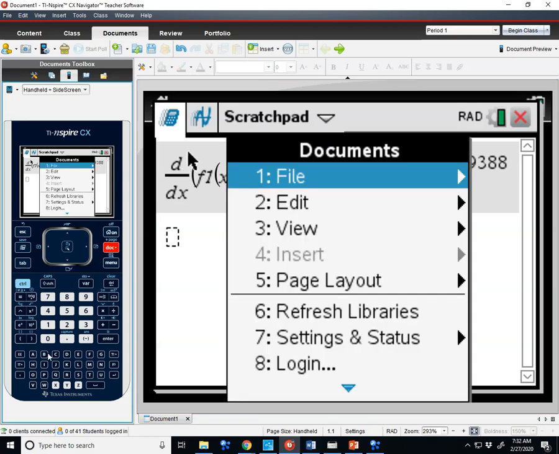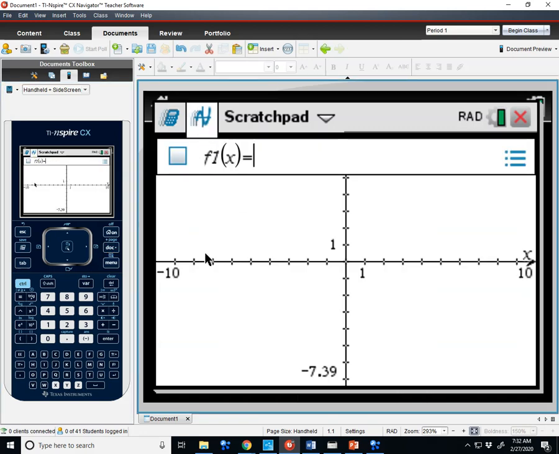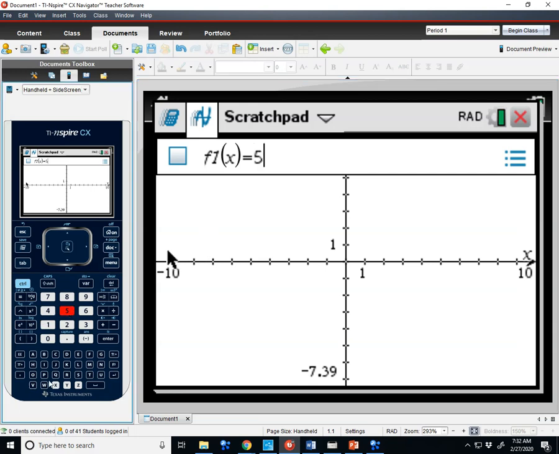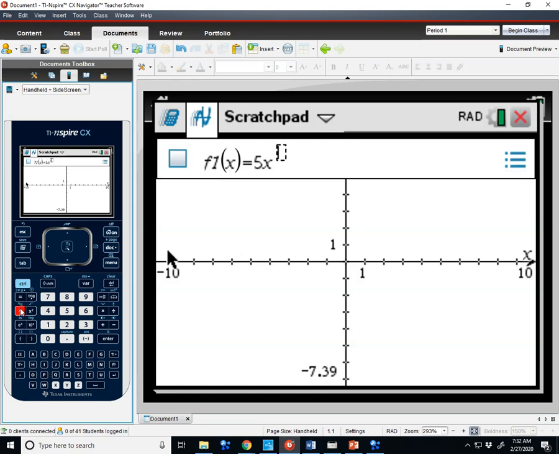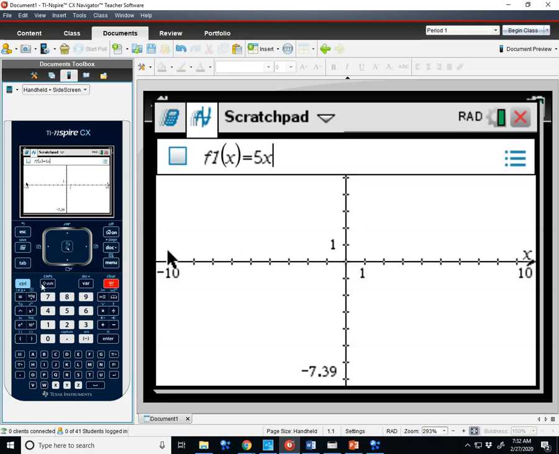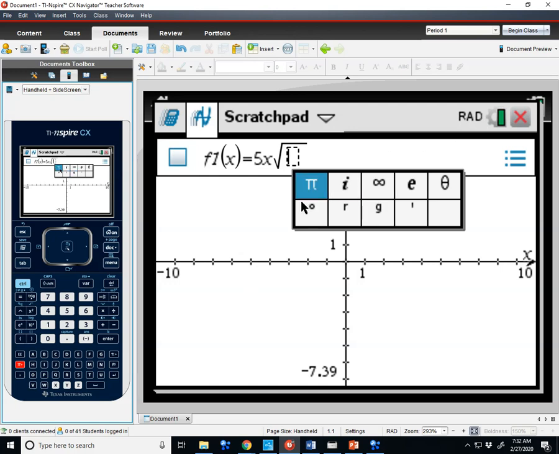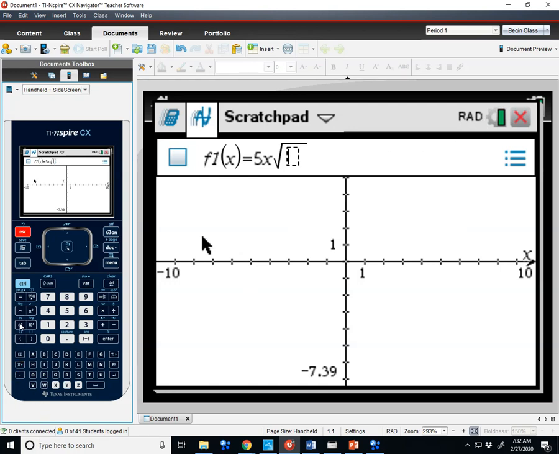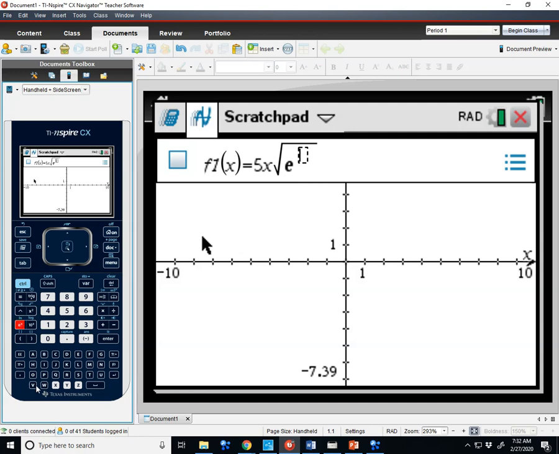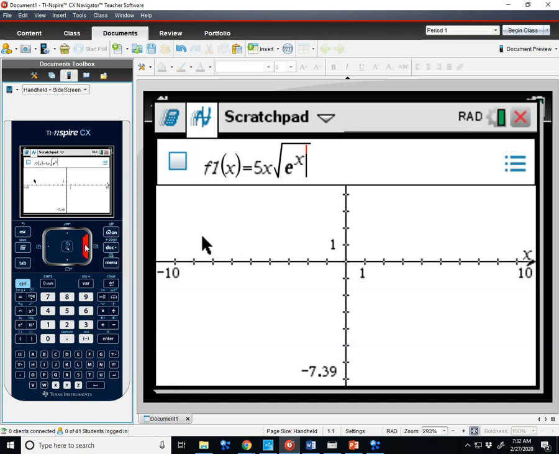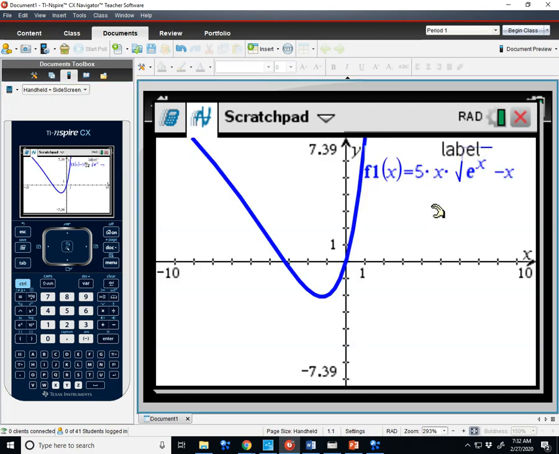Okay, so part B. I'm going to put the left side in. So I've got 5, again, I grabbed crazy things. 5x square root, e to the x, and then minus x. And just that left side. You don't put in the 3 yet. Alright, so there's my function.